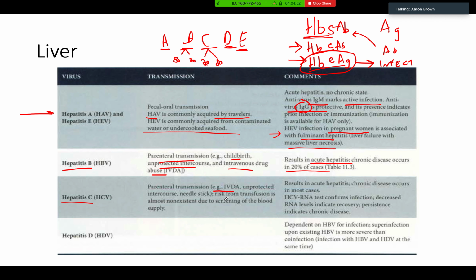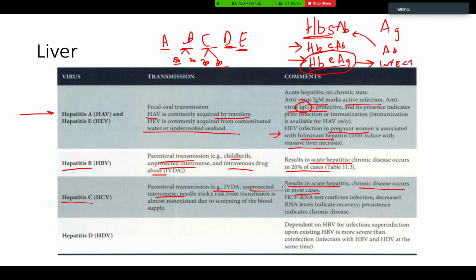So moving on from Hep B then, we can move to Hep C. We said needle sticks is the major way, although you can get it through unprotected intercourse. You're going to get acute hepatitis. That is going to turn into chronic, okay, in most cases. Again, remember the 80-20 rule. 80% of the time Hep B is acute. 80% of the time Hep C is chronic, okay?